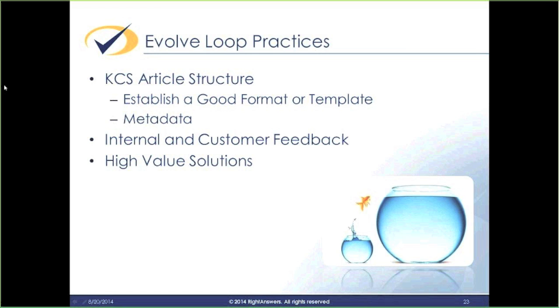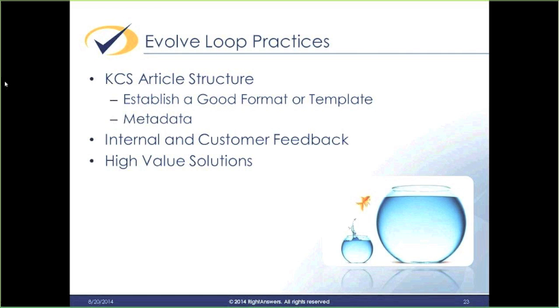And then you want to create high value solutions. So evolve loop articles. So things that are created not as part of solving the customer's problem, but things that are actually created separately from solving the customer problem. They are high value solutions. Evolve loop articles are high-value articles. They're going to be created by people, typically knowledge domain experts or subject matter experts in certain areas that are responsible for a portion of the knowledge base in some way.